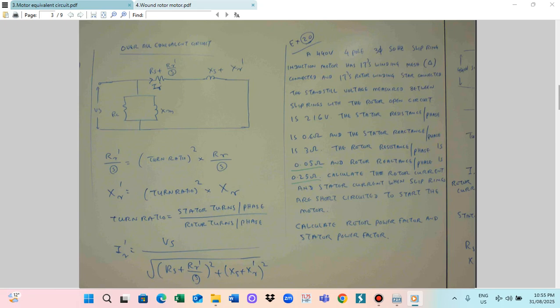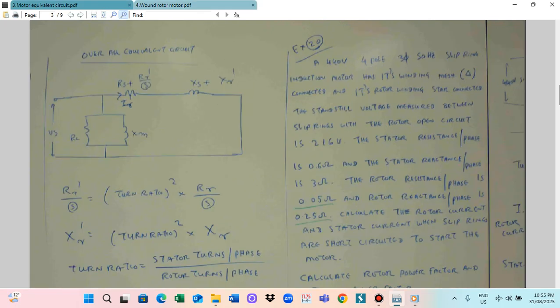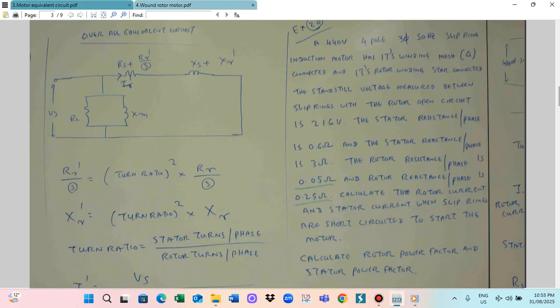A 440 volts, 4 pole, 3-phase, 50 hertz slip ring induction motor. Each winding is mesh connected in the stator, and the rotor winding is star connected. So this is a slip ring motor. Slip ring motor means the stator is connected in star and the rotor in delta. In this way we have the stator, and that will be the supply voltage at 440 volts.